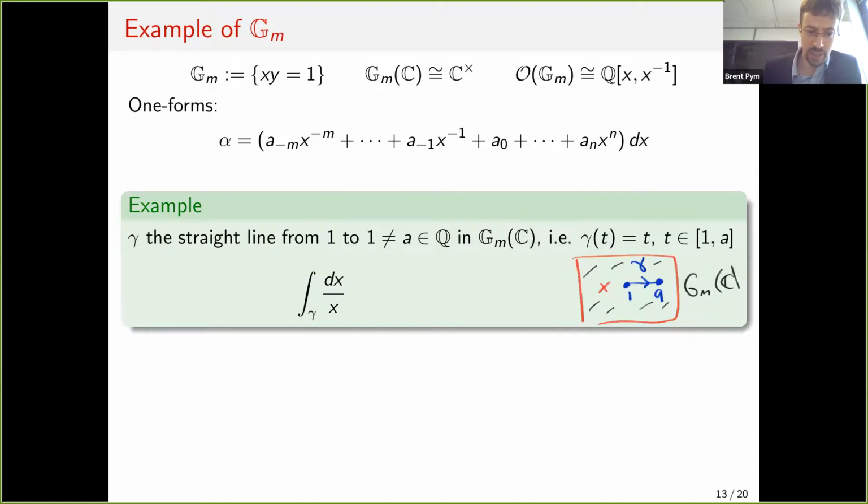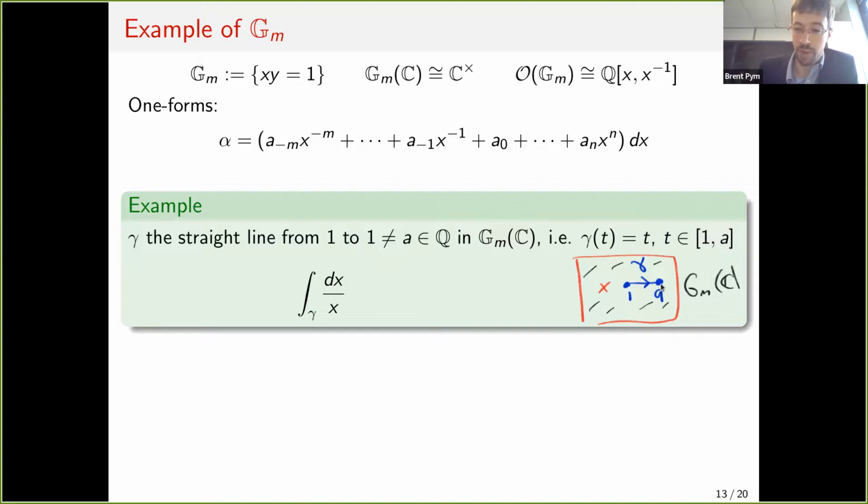And now I can ask what happens if I try to integrate this thing. So the domain of integration is supposed to be a path in the complex points. So the complex points, as I emphasized before, you can picture them as the complex plane with the origin punctured out. Okay, so that's this picture here. And now let me consider a path in this region, which is just a straight line path going from the number 1 to the number a. Okay.